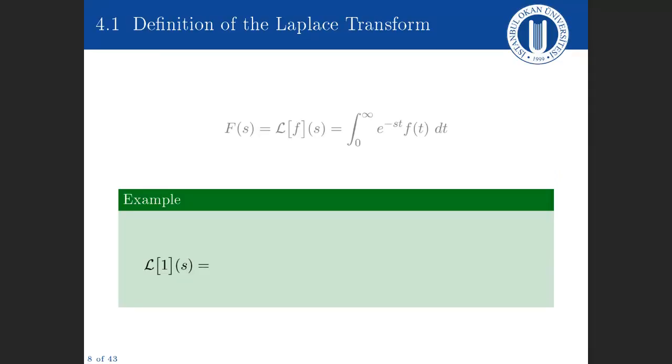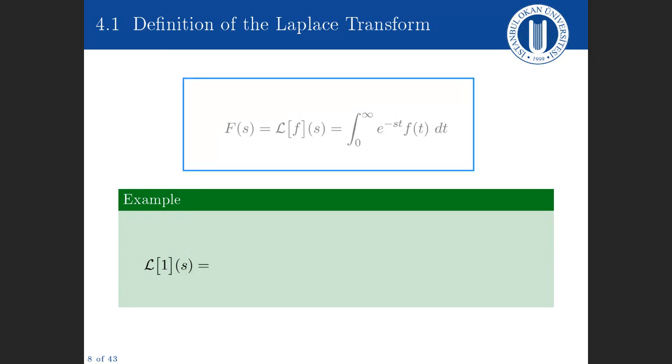Okay, so this is the formula at the top we're going to be using. The Laplace transform of small f is the integral from 0 to infinity, e to the power minus st, small f of t dt. Over the next few slides, we're going to be using this formula.